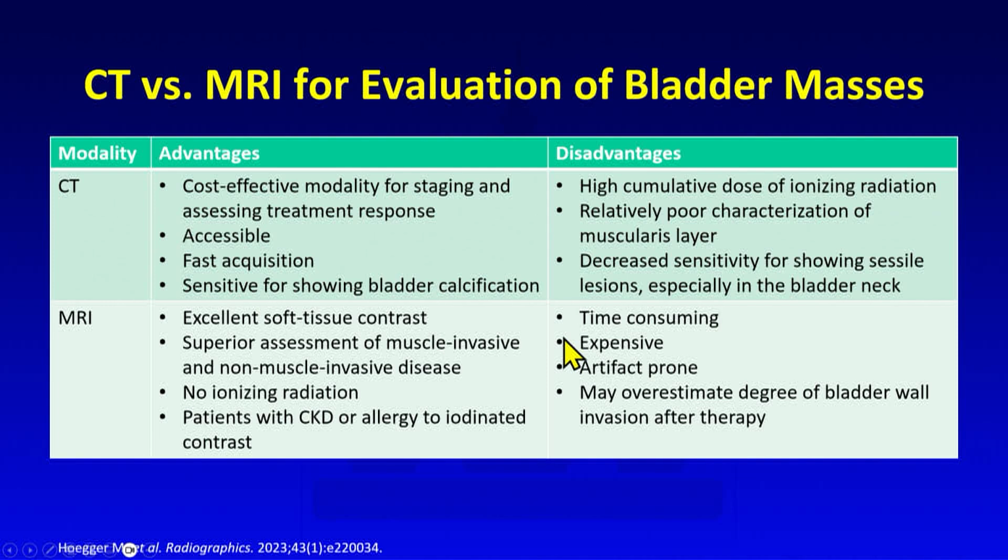MRI has excellent soft tissue contrast, so it's great in the T staging, differentiating muscle invasive versus non-muscle invasive disease. It does not require ionizing radiation, and it's also safe for patients with chronic renal insufficiency or allergy to iodinated contrast. The main drawbacks are that it's very time consuming, it's expensive, and your technologists have to be really good with the MR protocol to make sure that you don't have a lot of artifacts, because otherwise it becomes very difficult to read. And we may overestimate the degree of bladder wall invasion after therapy.